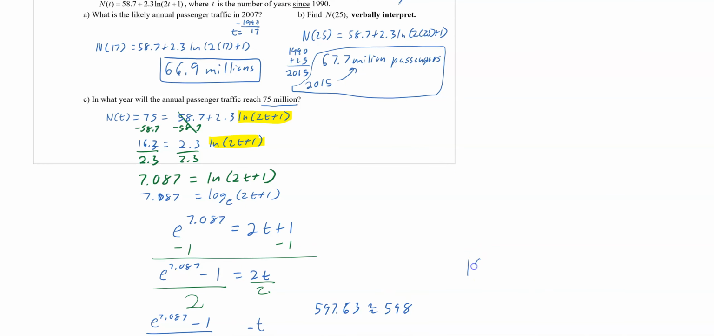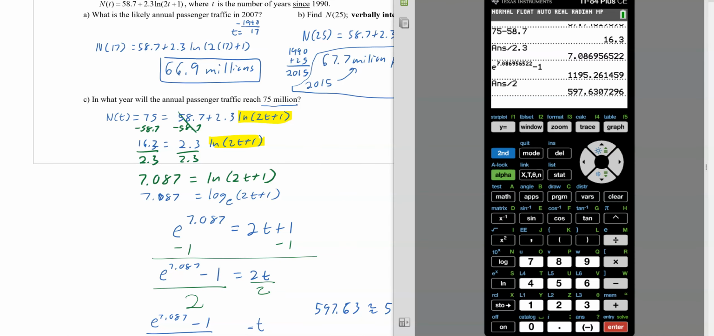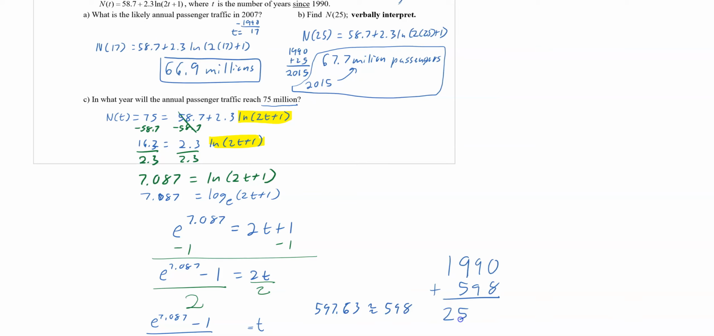So if we do 1990 now, add to it 598, what do we end up with? So 1990 plus 598. Hit enter, we get 2588. So in the year 2588, there should be 75 million passengers.